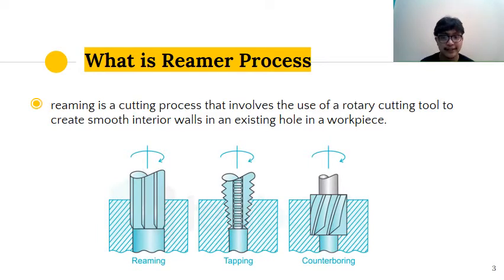Before we go further, what is a reaming process? Reaming is a cutting process that involves the use of rotary cutting tools to create smooth interior walls in an existing hole in the workpiece. As you can see in the picture, there is a difference between reaming, tapping, and also counterboring.